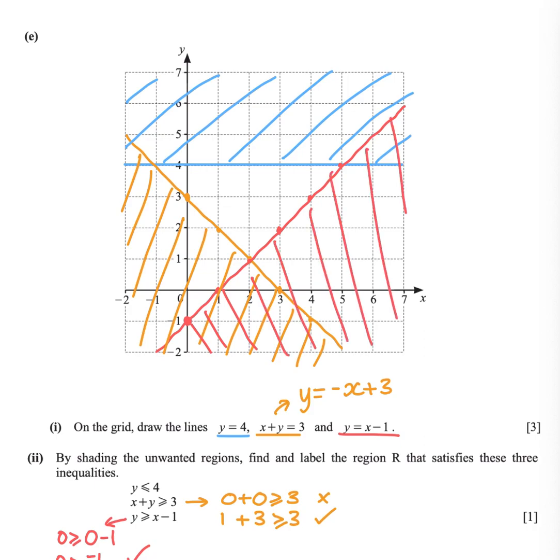And then we can see that the region left is this triangle in the middle, and that's called R, which is the region that I do want. And so that's the shaded area that the inequalities show.